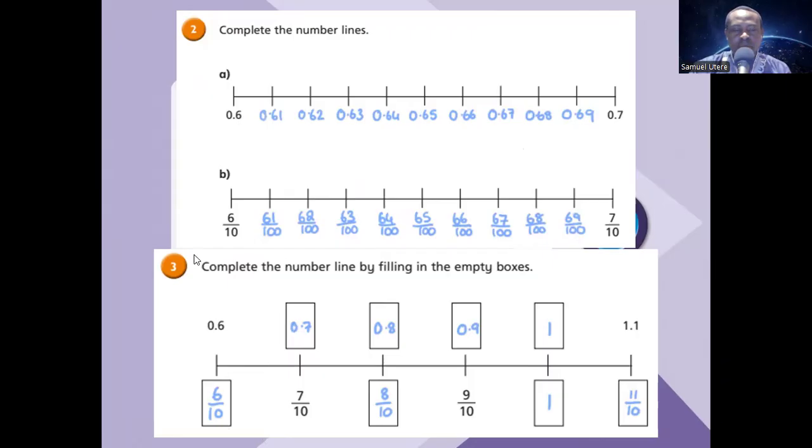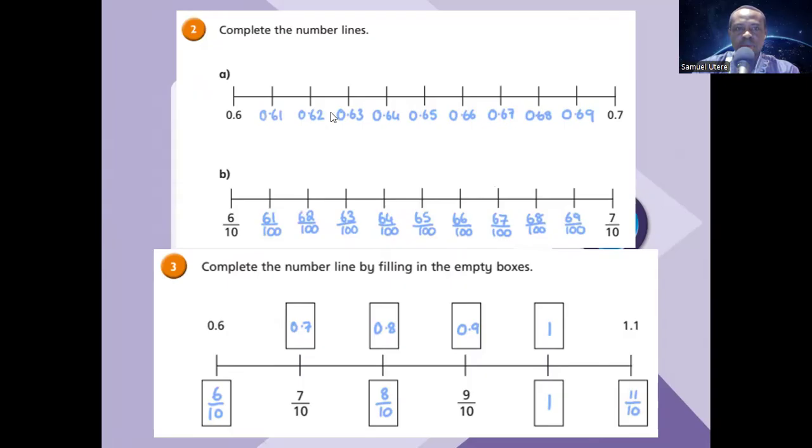Next, we have 6/10 and 7/10. The value between 6/10 and 7/10, the difference is 1/10. Now we have 10 intervals. So we can use that knowledge that if we divide 1/10 by 10, we'll have 1/100th. So each of the interval is equal to 1/100th. And we can complete the number line using that information.